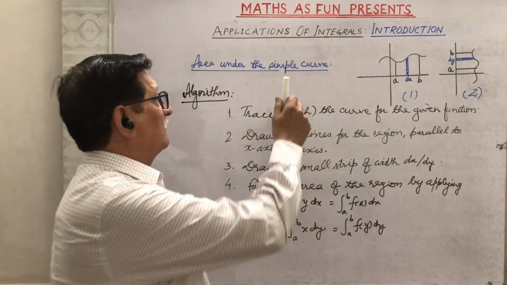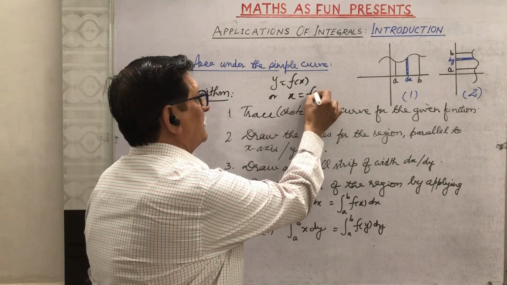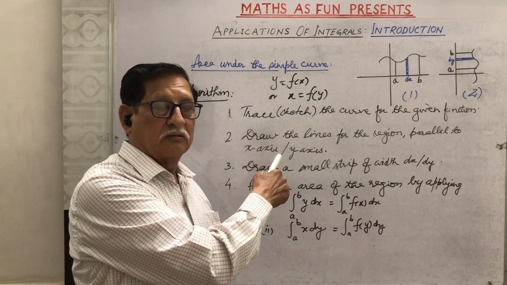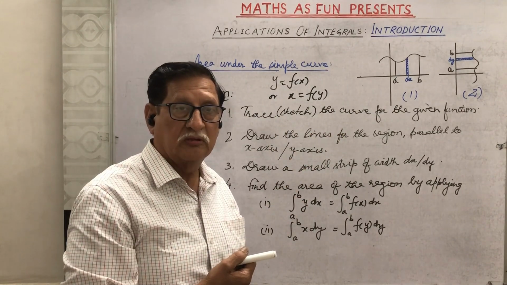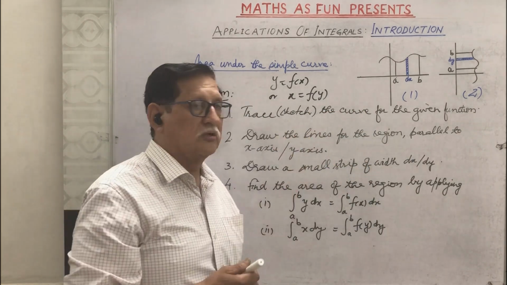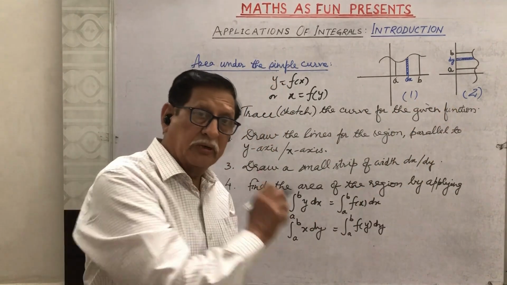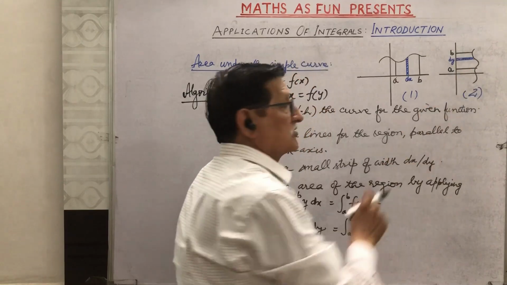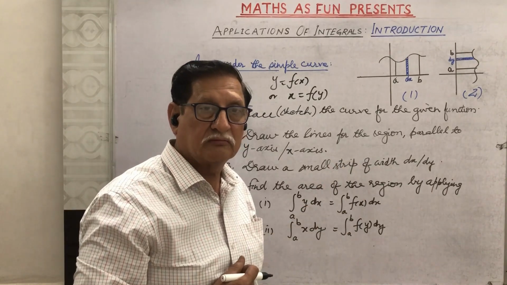Suppose we have been given any of the curve y equal to f(x) or x is equal to f(y). To find out the area of the region under the curve above x-axis or about the y-axis, the algorithm will be: number one, trace or sketch the curve for the given function like we have drawn here or here. Number two, we will draw the lines parallel to y-axis or parallel to x-axis which are given to find out the region from where to where we have to find out the area.